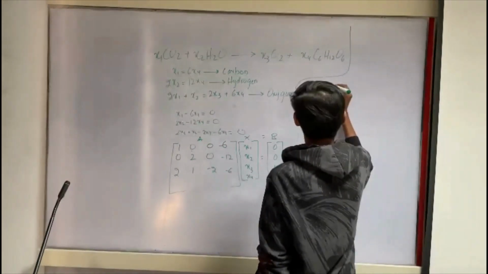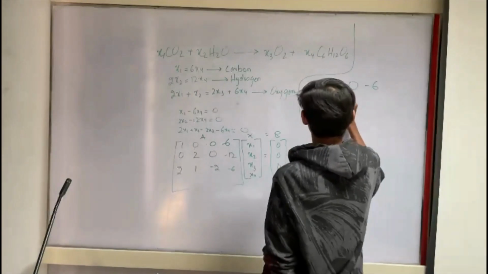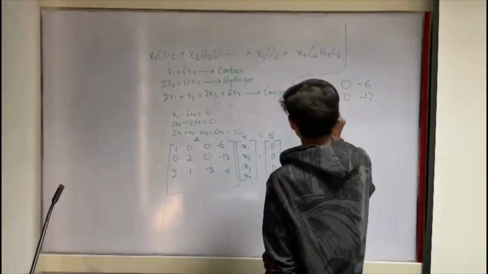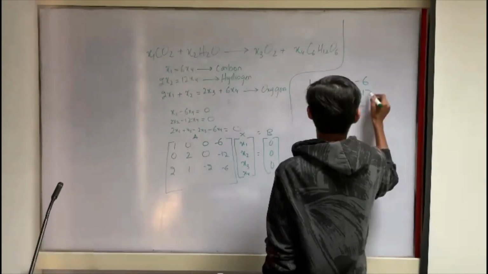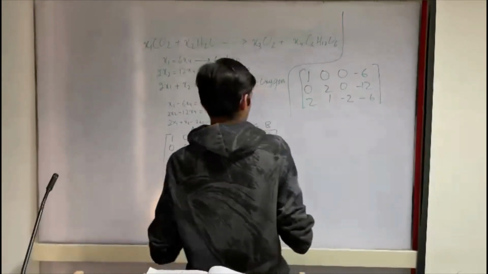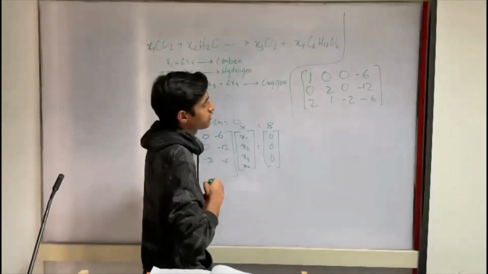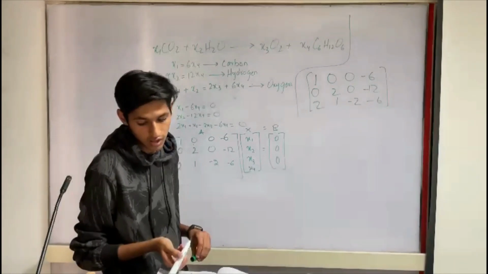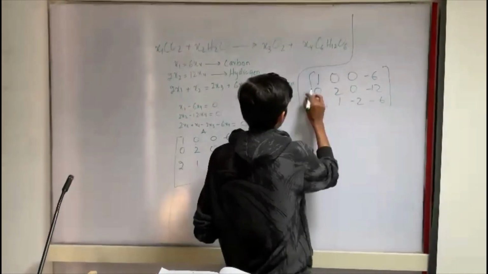First we will swap these two rows so that we can convert it into REF form, and after that we will apply the first row operation, that is R2 equals R2 minus 2R1. So first we will swap these two rows.